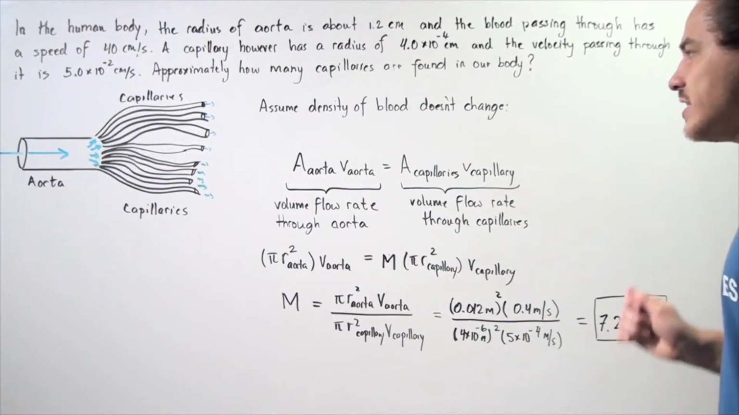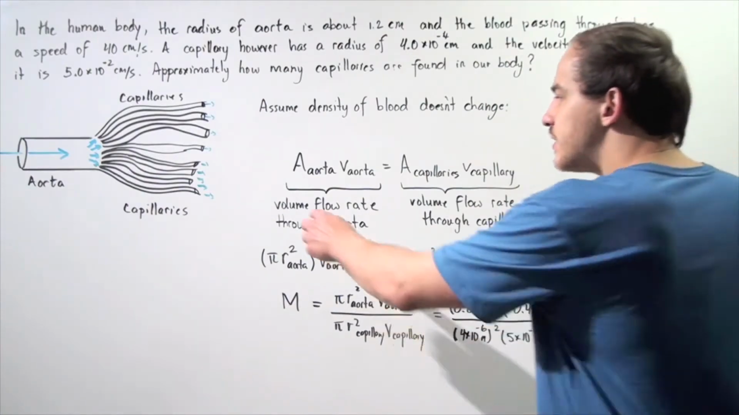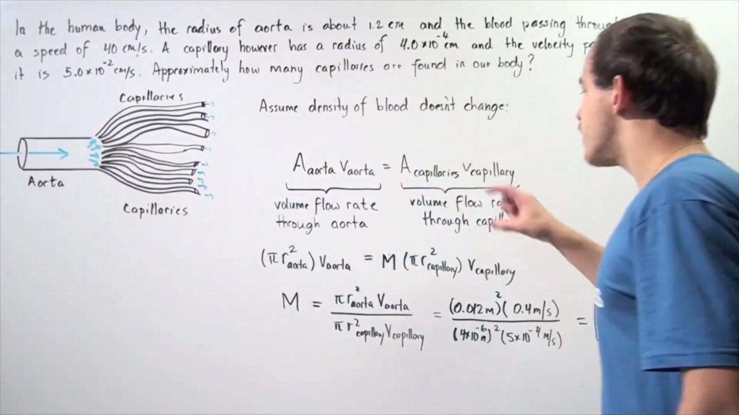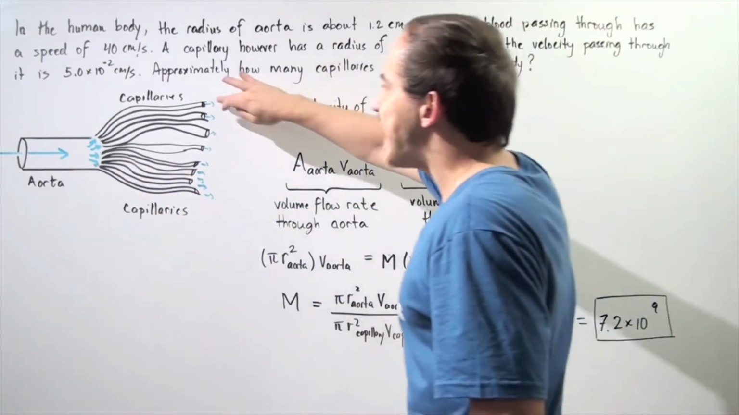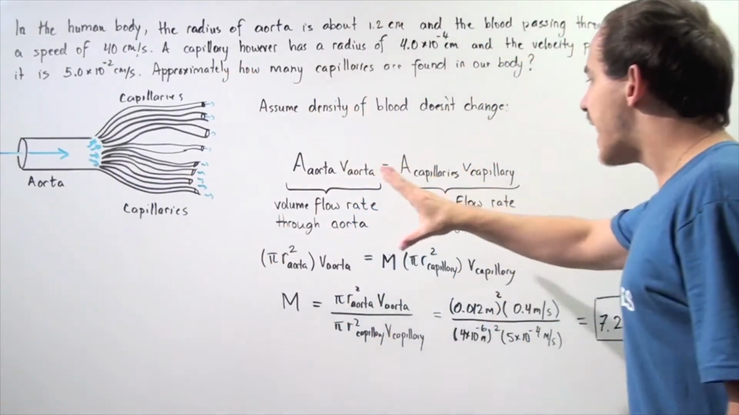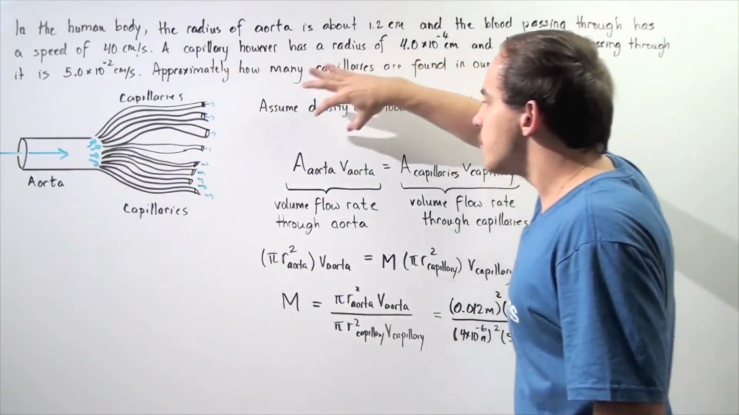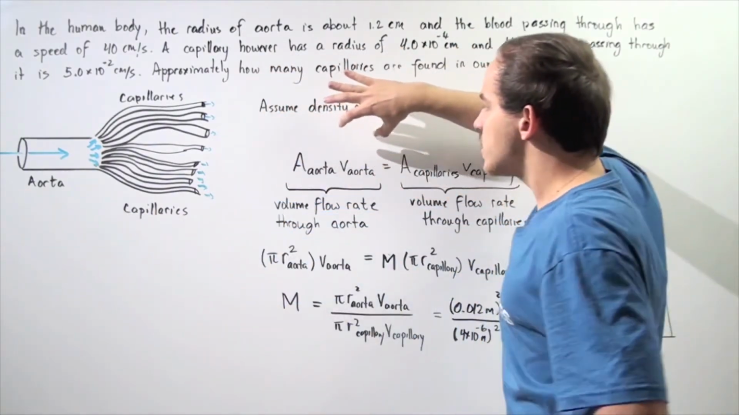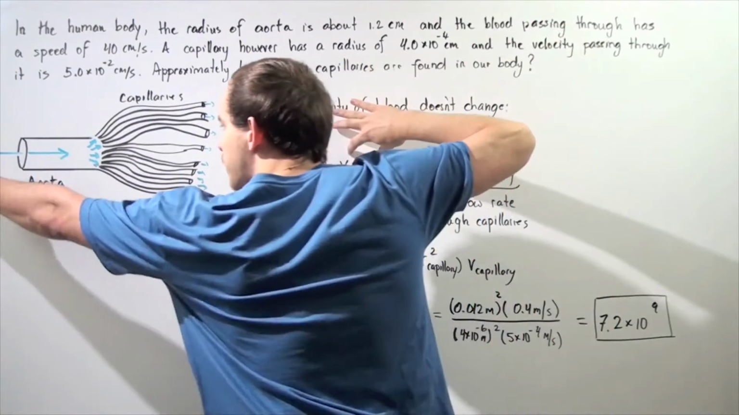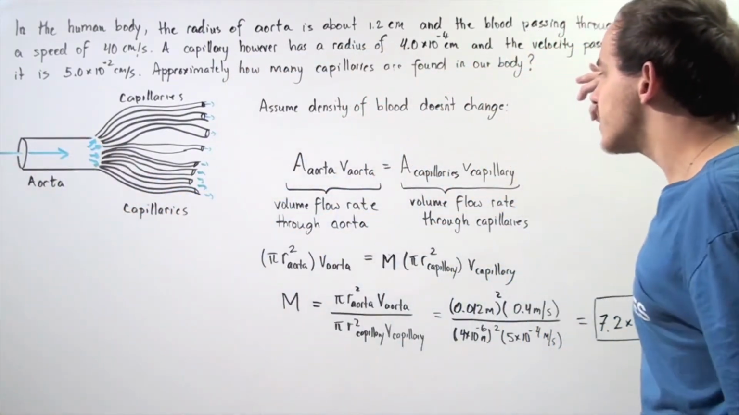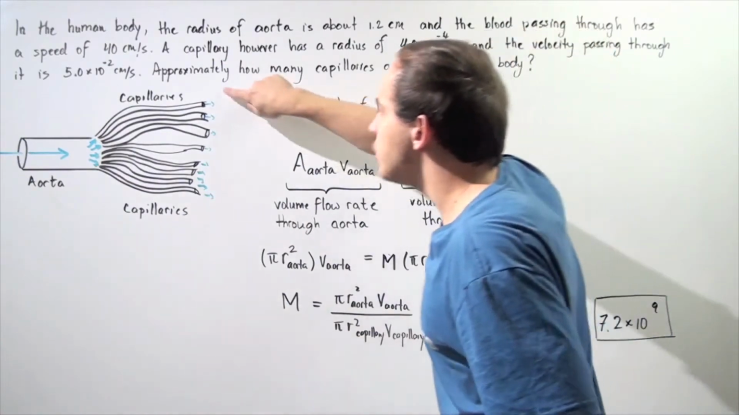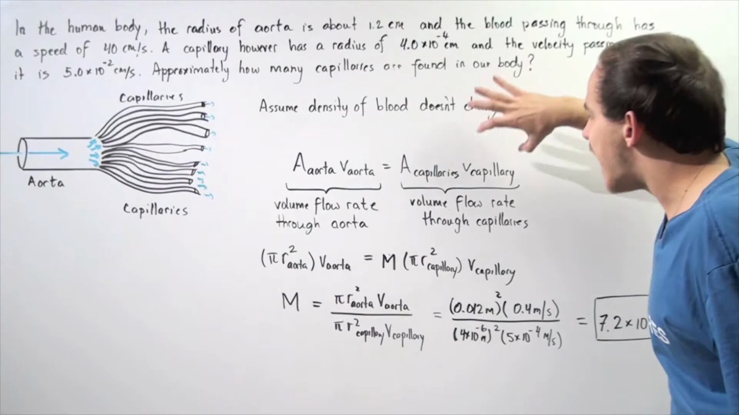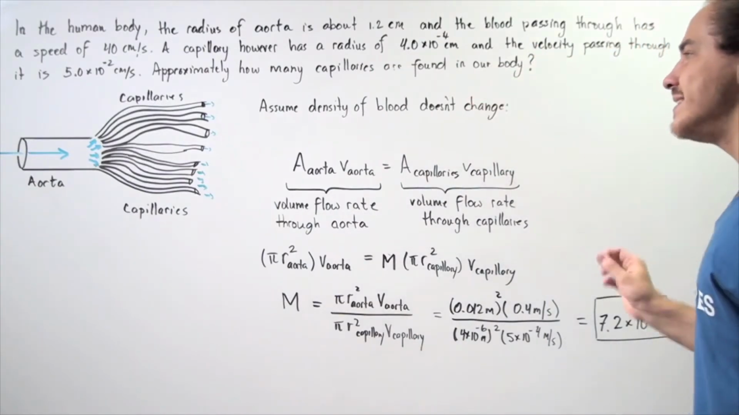Now, the continuity equation states the following: that the volume flow rate through our aorta is equal to the volume flow rate through all the capillaries combined. Now, that basically means the following: the product of the cross-sectional area of the aorta and the velocity of the blood through the aorta is equal to the product of the sum of all the cross-sectional areas of the capillaries multiplied by the velocity of blood through a single capillary.